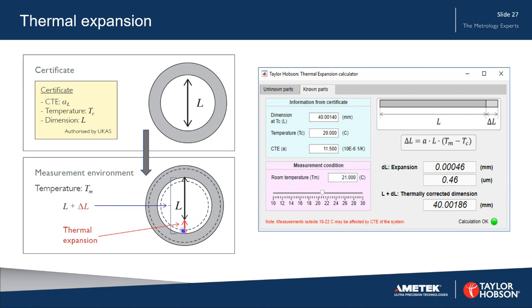And we can see that this delta L value, this change in expansion, is in this case 0.46 of a micron, just under half a micron. And so the corrected value is 40.00186. So we've gone from 40.00140 up to 40.00186. And at the levels we're capable of measuring at, we need to be very certain about temperatures. And this applies in the next example.